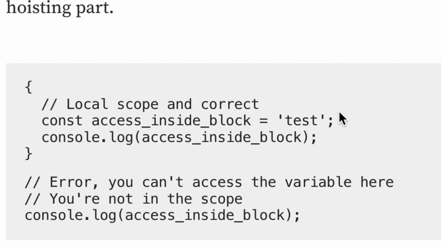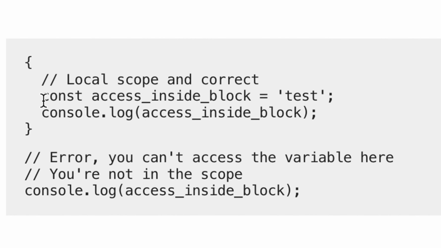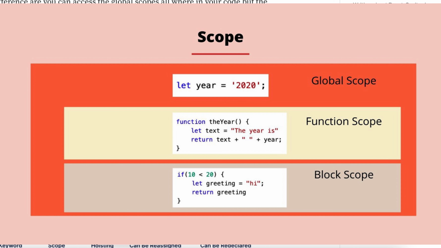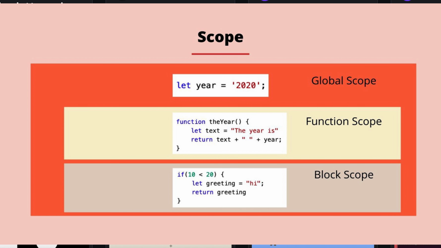For example, here in this piece of code, const is the local variable, so it will be accessible within these parentheses, but if you try to access this outside, for example here I'm consoling the value of this, it will not work. So for better understanding, let's discuss this in depth.